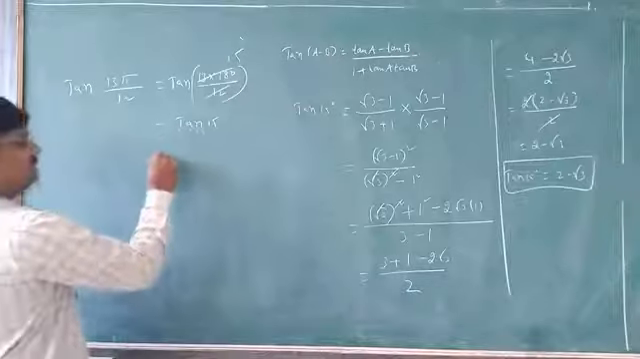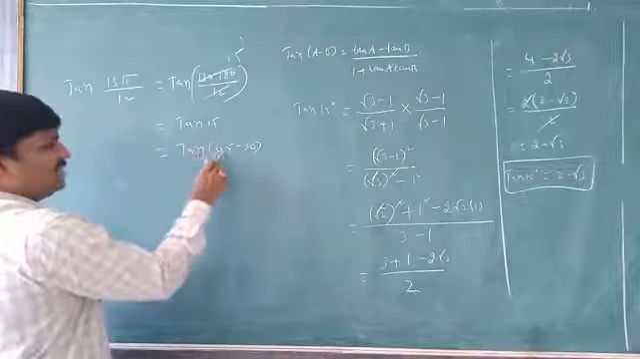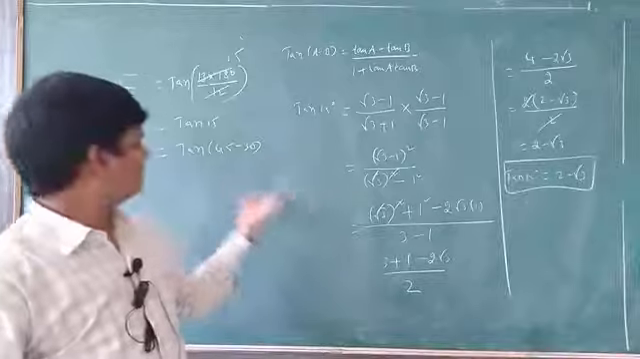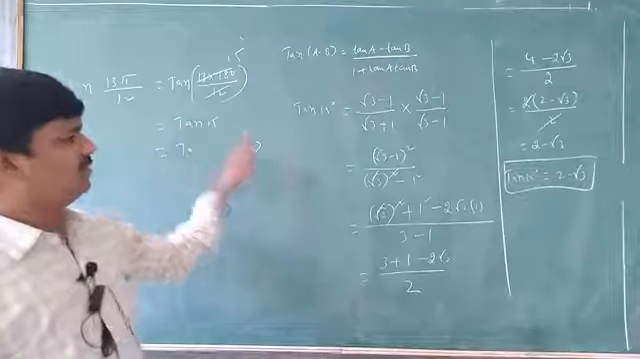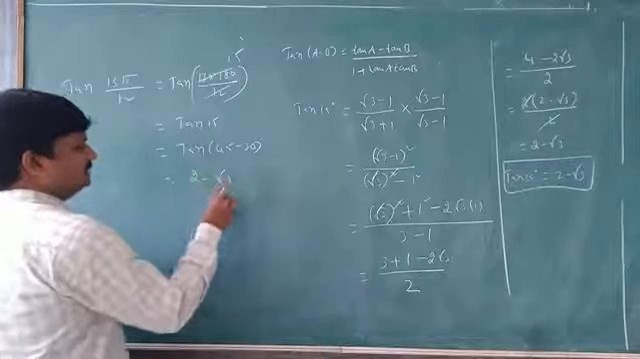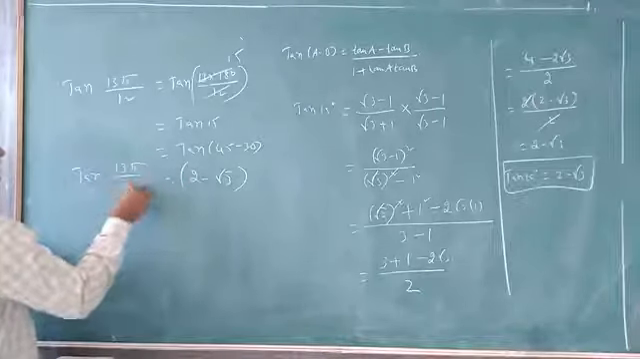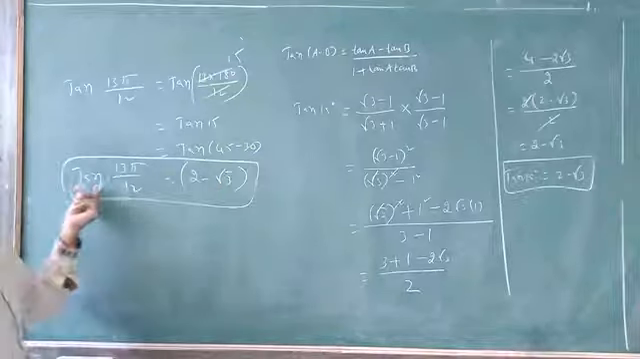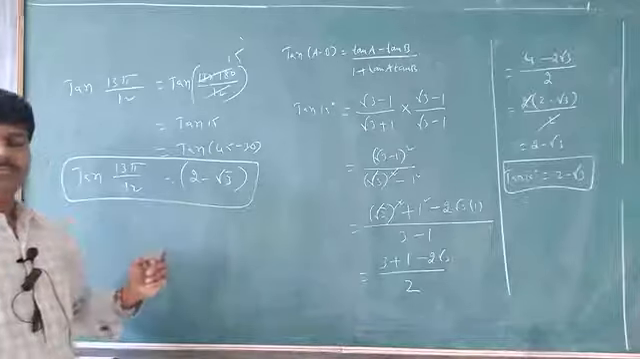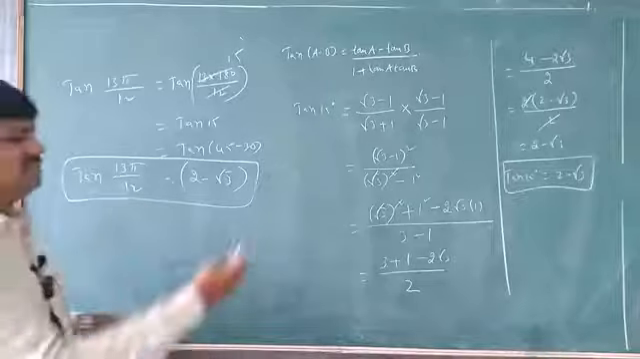Tan 15 means how can I write? Tan of 45 minus 30, using the tan of a minus b formula. If you simplify this, you will get the value. What is the value of tan 15? 2 minus root 3. Understand? Tan 13 pi by 12 and tan 15 are both the same. Remember that. It is about these questions.